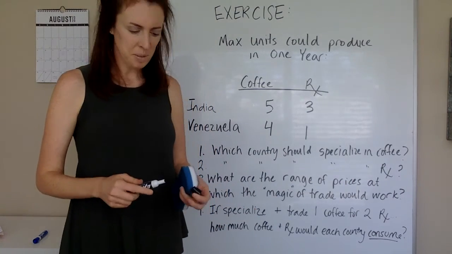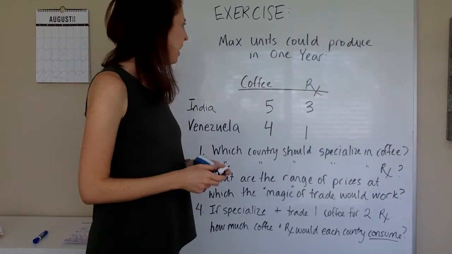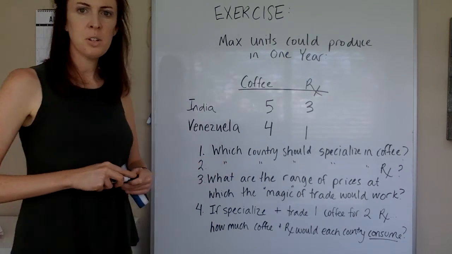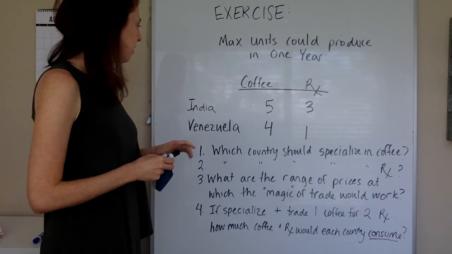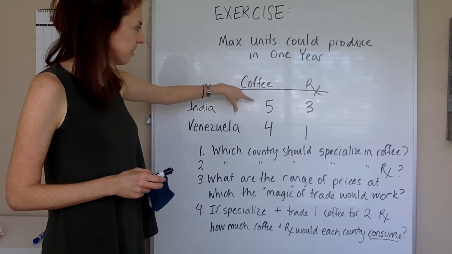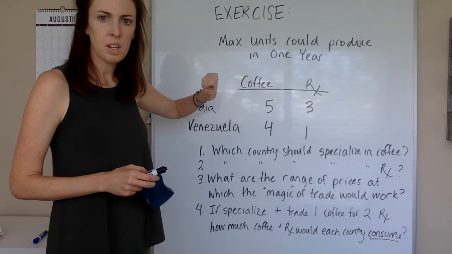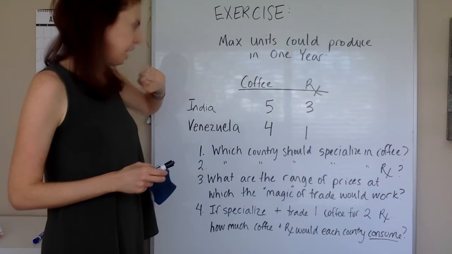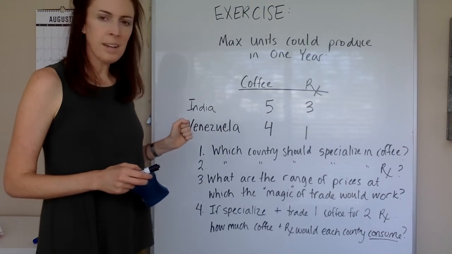It is now time to get some practice doing this on your own. So I have up on the board the same situation I gave you last class. So we still got India, Venezuela. They're still producing coffee, prescription drugs. They still have the same maximum number of units they can produce of each good in a year. Okay, we're going to round out the story now.